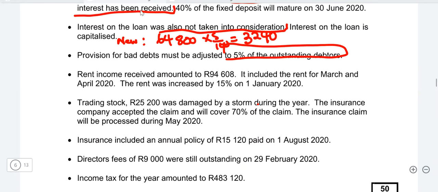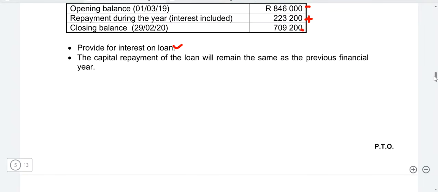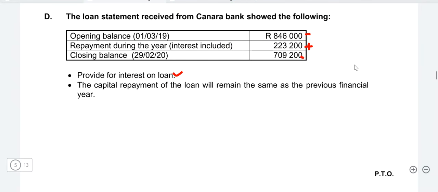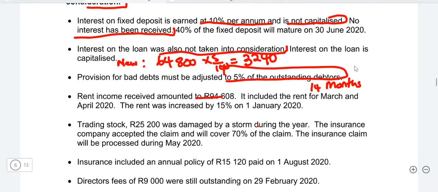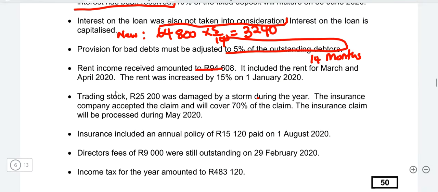Here they're saying that rent income received amounted to 94,608, and it included the rent for March and April. So we can already tell that the rent has been received for 14 months. Why? Because we are starting our year on 1 March 2019. So now we have received the rent for 2 months in advance. What we are going to do is check firstly if there was any increase. Here they are saying that rent was increased on January 2020.